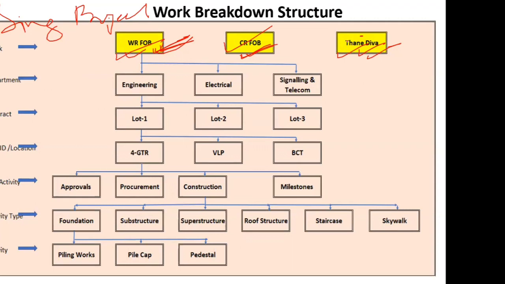Now see the beauty, or you can see the level which has been defined on this WBS, right? First of all, as the things are moving for this WR FOB, Western Railway FOB, in the same way you'll break your Central Railway and you'll break this Thane to Diva. I'm just breaking down the Western Railway FOB to give you an idea what will be happening with the Central Railway, and similarly with the Thane and Diva. So in case of Western Railway FOB, the very first level is what? Departments. First of all, you have divided the entire scope based on the department.